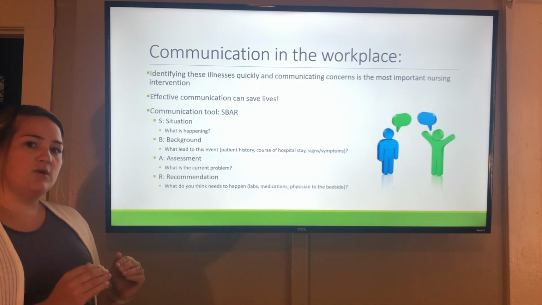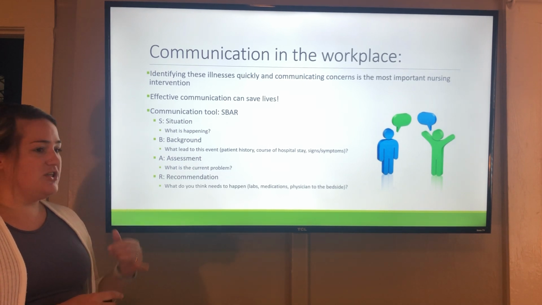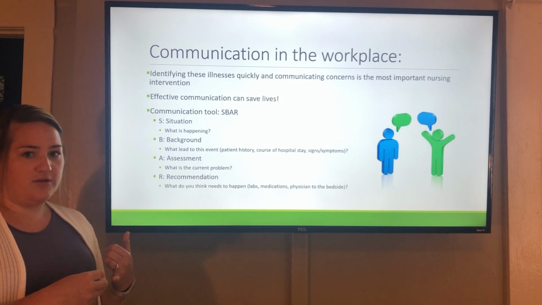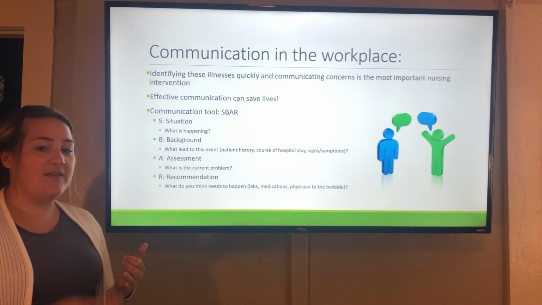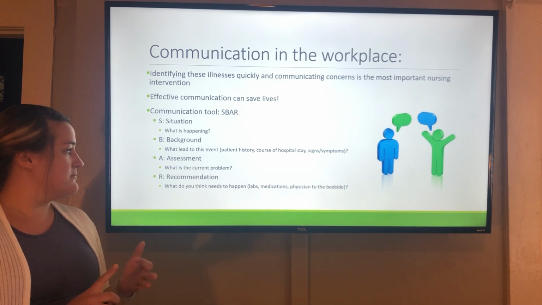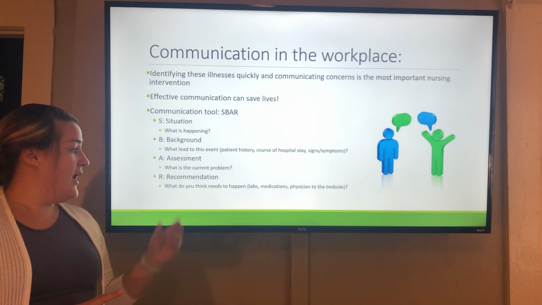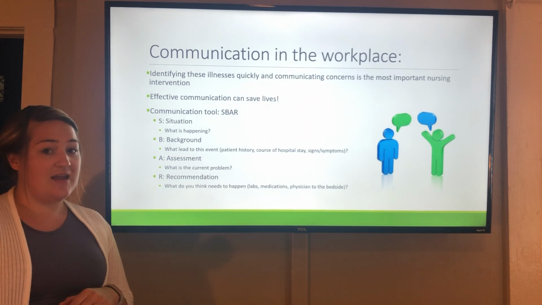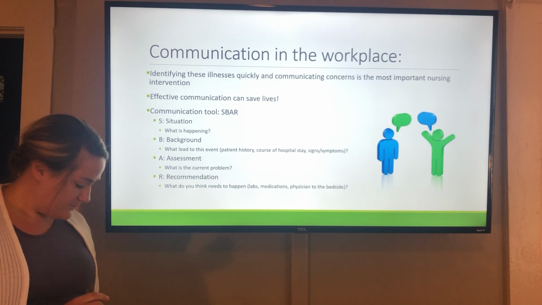It's a tool that you use to be able to relay information to the physician. The situation: what is happening right now, what are their issues that they're having. Background can include patient history, why they came to the hospital, signs and symptoms. The assessment is what problem you think the patient is having right now, and the recommendation is what you think needs to happen. Labs that need to be ordered, medications that need to be changed, etc.